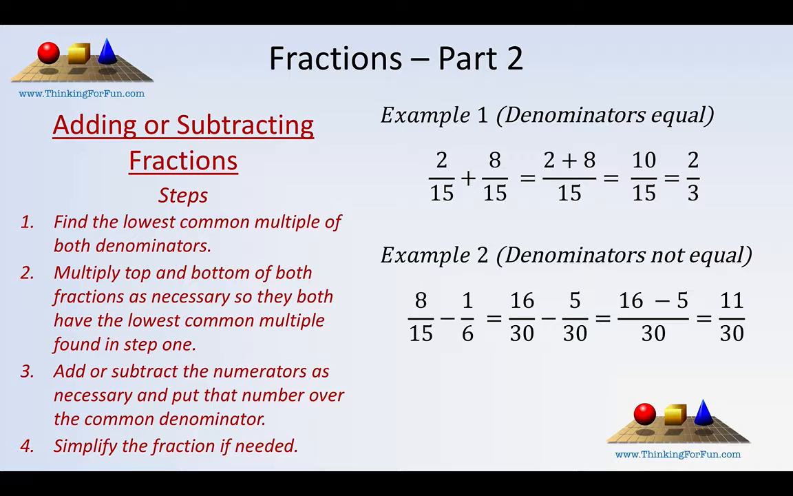As can be seen on the screen, the original sum becomes 16 over 30 minus 5 over 30. Following the third step, we get the answer 11 over 30. Step 4 is not required as the fraction is already in its simplest form.